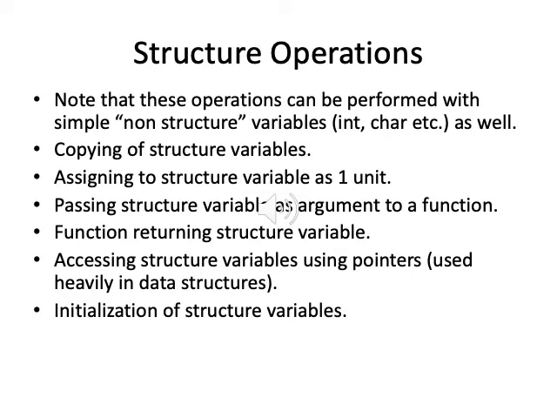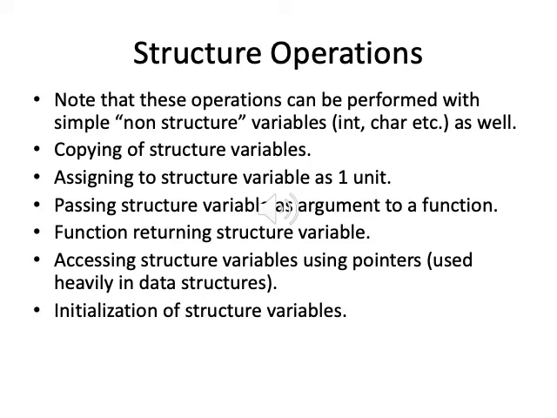One operation is copying of structure variables. When we say something like int x is 10 and then x is equal to y, essentially we're copying the value of y into x. Similarly we can copy from one structure variable to the other. Given our previous example, we can copy one point to the other. The second operation is assigning to a structure variable as one unit. Here we assign the values of all the member variables of a particular structure variable, for example, the x and y components of a point.